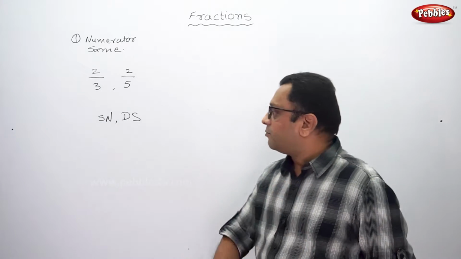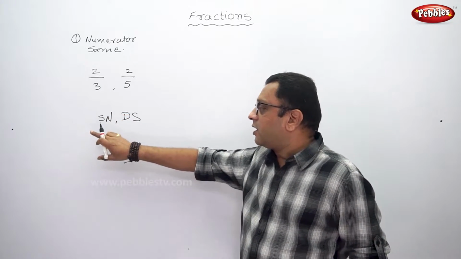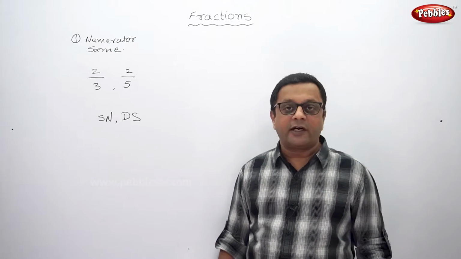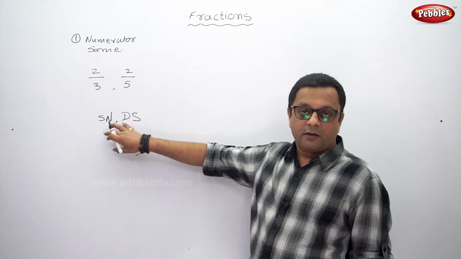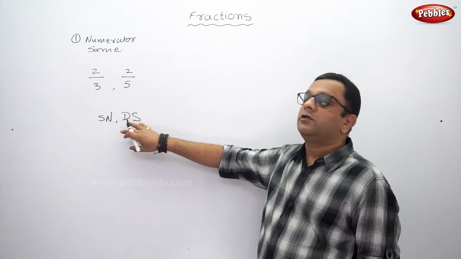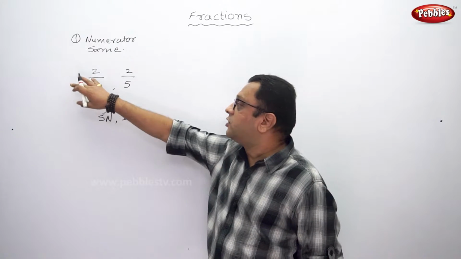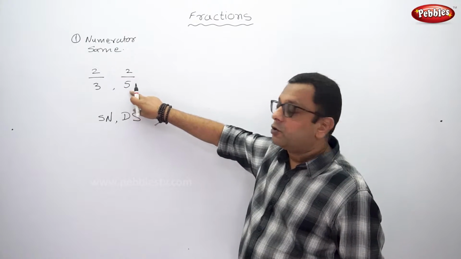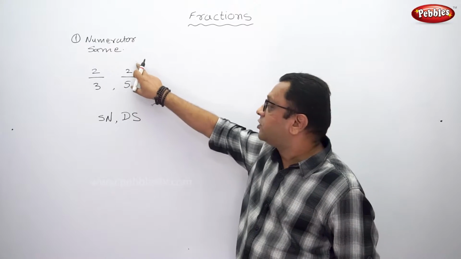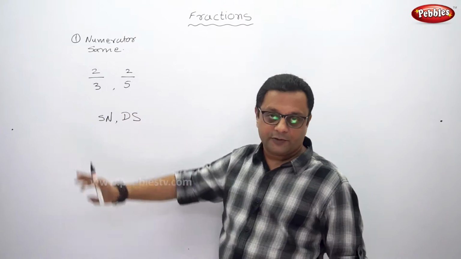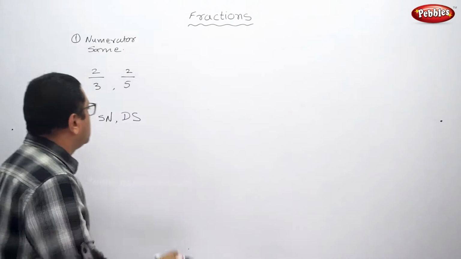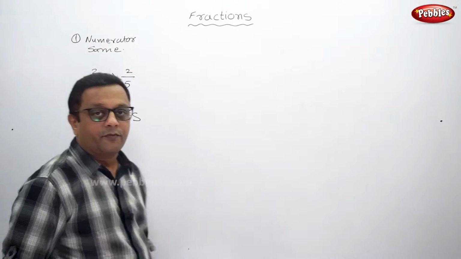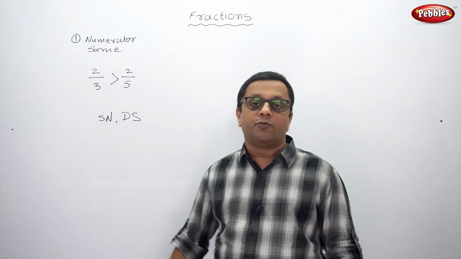For example, in this case you can remember like this: SNDS condition. Sn, same numerator, denominator big, so the fraction is small. So in this case, this is the Sn case, same numerator, so this denominator is big, so this number is a smaller number, this fraction is smaller than this. And how will I write this? I will write this by this sign. So this fraction is small.